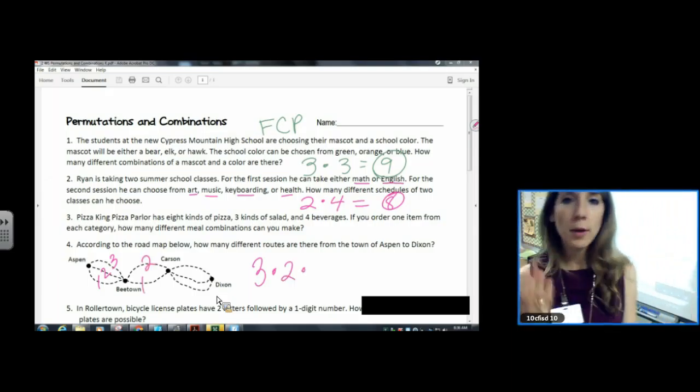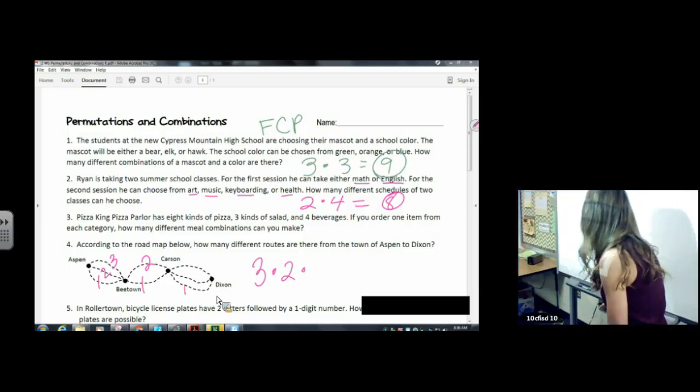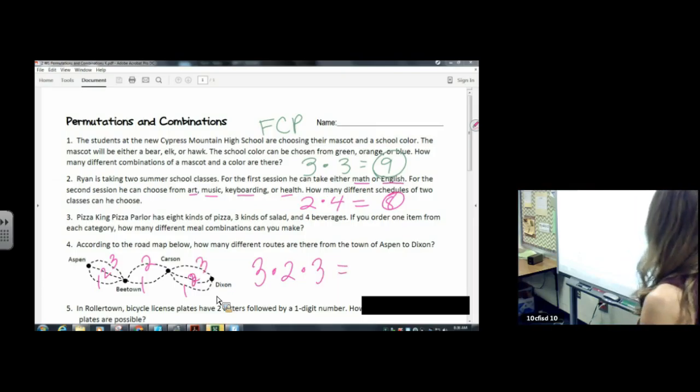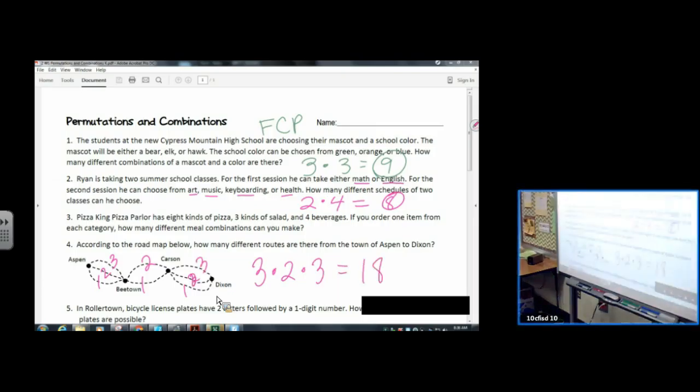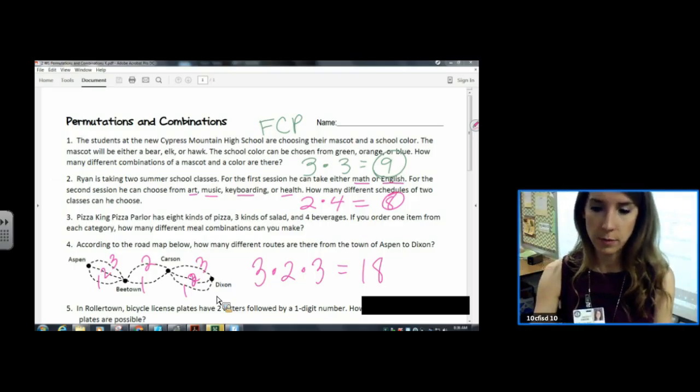Remember, we're taking the number of choices in each category. Okay, category number 3, there's 3 roads. Oops, I'm skipping ahead. 3 times 2 times 3. There are 18 different routes. That is the fundamental counting principle.